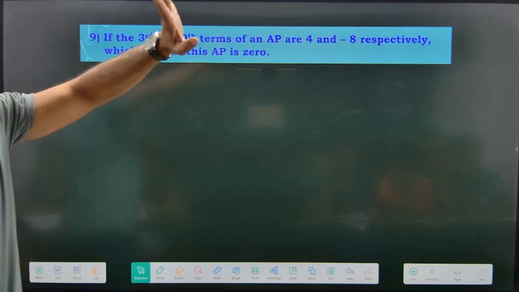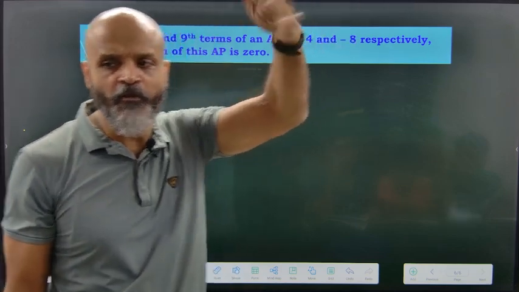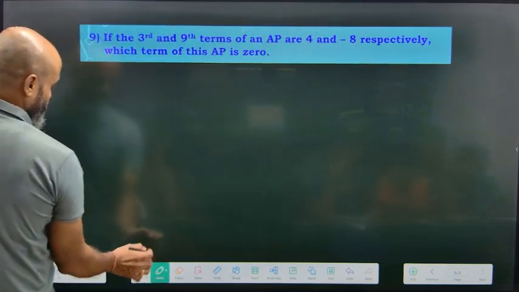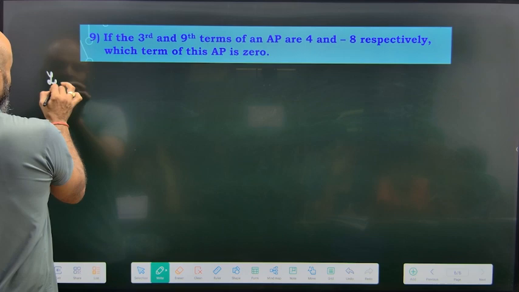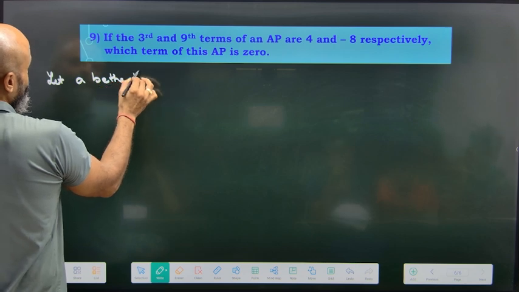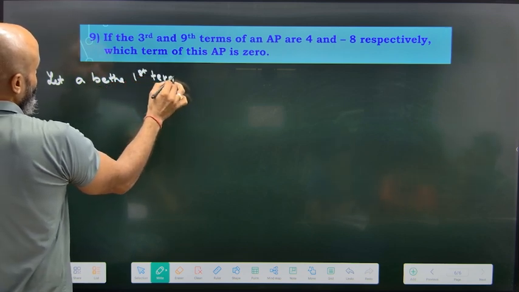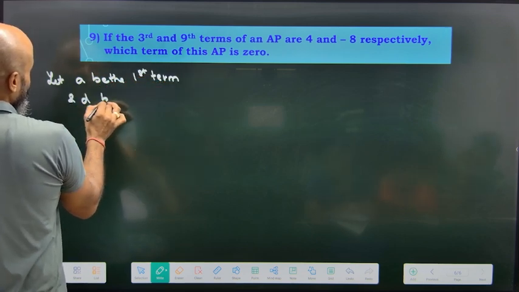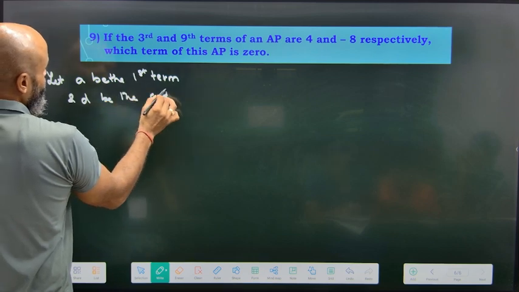Is A known to you? Is common difference known to you? No. So your assumption will be: let A be the first term and D be the common difference.